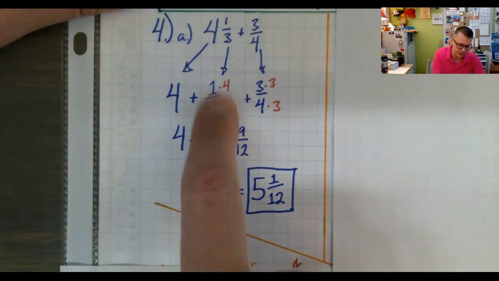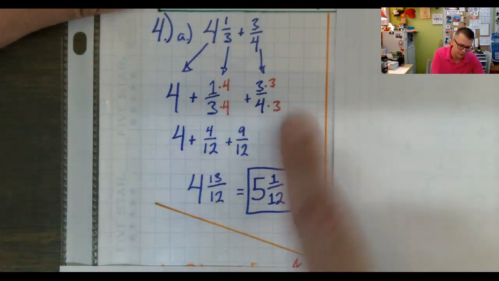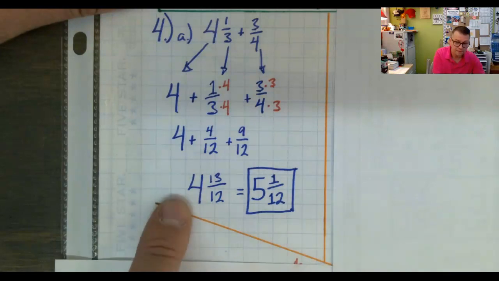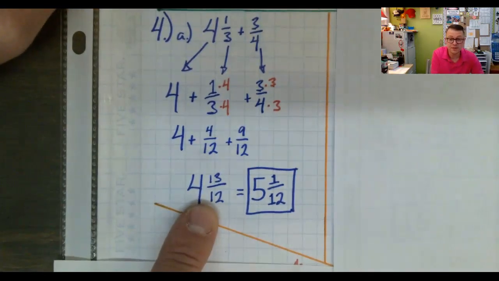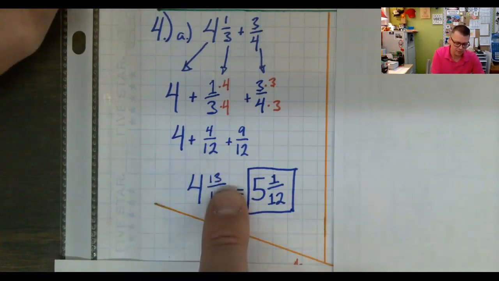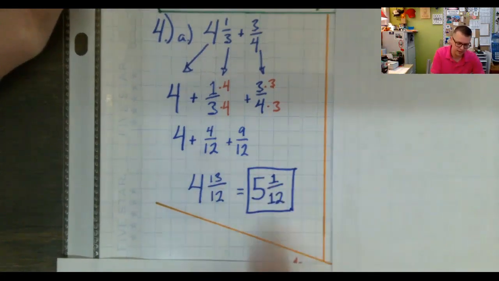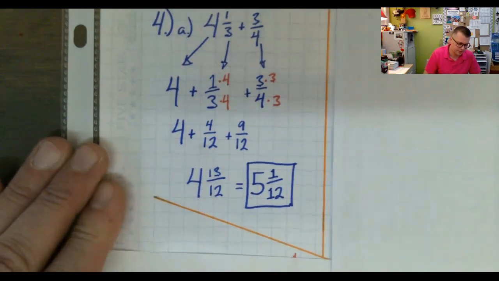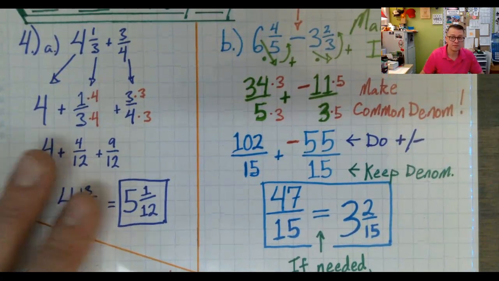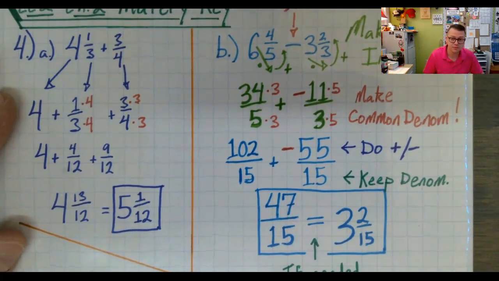So make sure you do that multiplication on top and bottom for both of those fractions. So we get 4 twelfths and 9 twelfths. 4 and 13 twelfths would not be the appropriate way to write that. We need to convert that improper back to mixed, and we will actually get 5 and 1 twelfth. I keep wanting to ask if there are any questions, but you can't really ask me questions through the video.